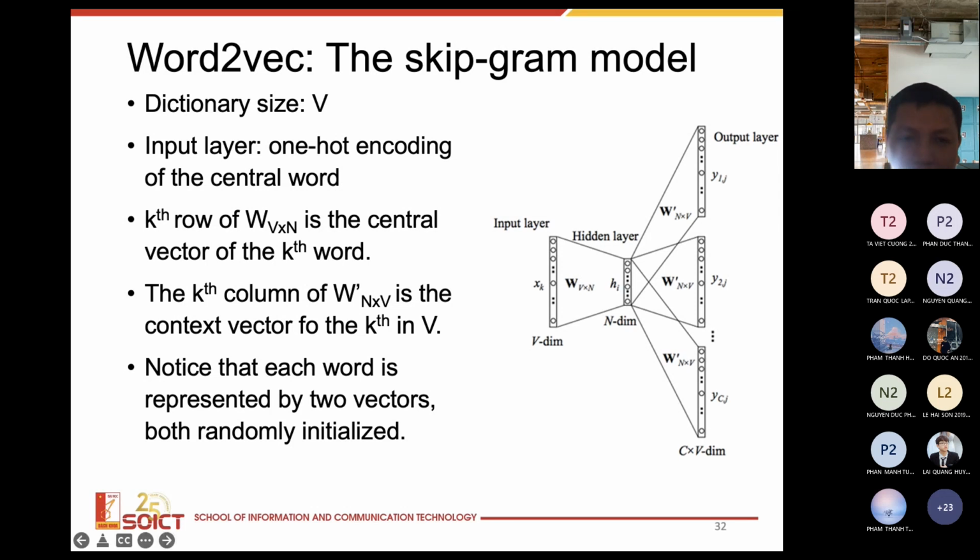In this model, we have the dictionary size V, the number of words in our corpus, right? And we design a very simple neural network like this. The input layer is the one-hot encoding of the center word, right?